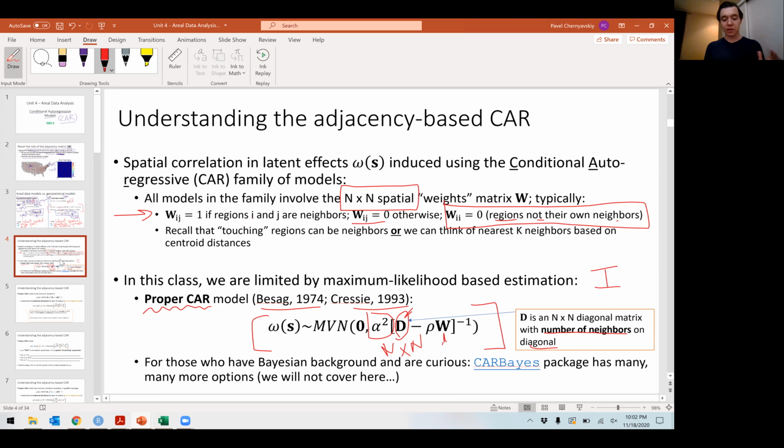Now, in this class, we're sort of bound by frequentist statistics because a lot of the models for areal data happen in a Bayesian context. If you have that background, for example, if you're in my Bayesian class, there is a pretty good package that has a lot more options than what we will have available to us. We'll be using a package called spaMM, and it has only one type of CAR model. Again, the other one has many options, but it is in a Bayesian paradigm, so we will not be covering it here because this is our spatial stats class, we are frequentists. In my Bayesian class, we are Bayesians.